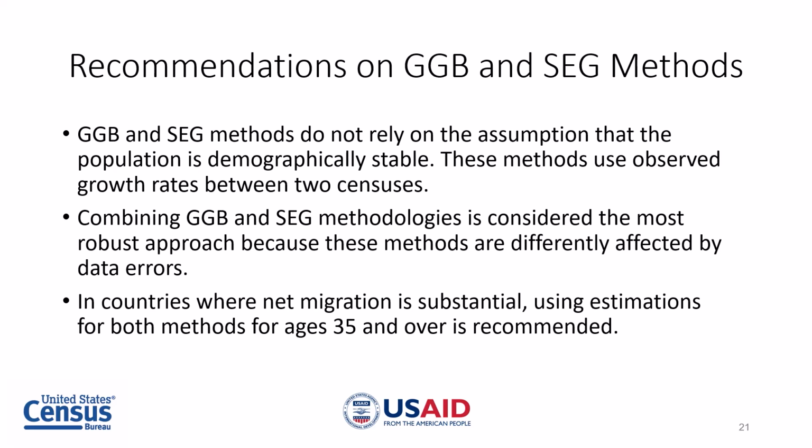The generalized growth balance method is sensitive to the exaggeration of age reported at death relative to that recorded at census, while the synthetic extinct generations method is more sensitive to age misreporting than the generalized growth balance method. In countries where net migration is substantial, using estimations from both methods for ages 35 and over, when the probability of migration declines, is recommended.